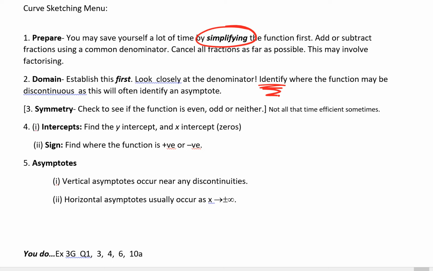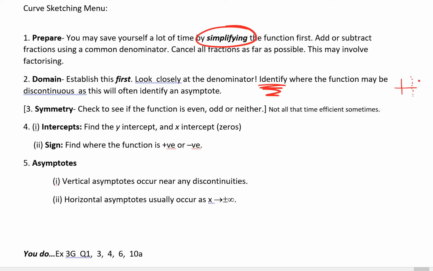Draw yourself a little sketch. So if you've identified that this graph is not going to exist over here at some X value, draw this, just to keep you on track for how your graph or your sketch is going to look in the end.